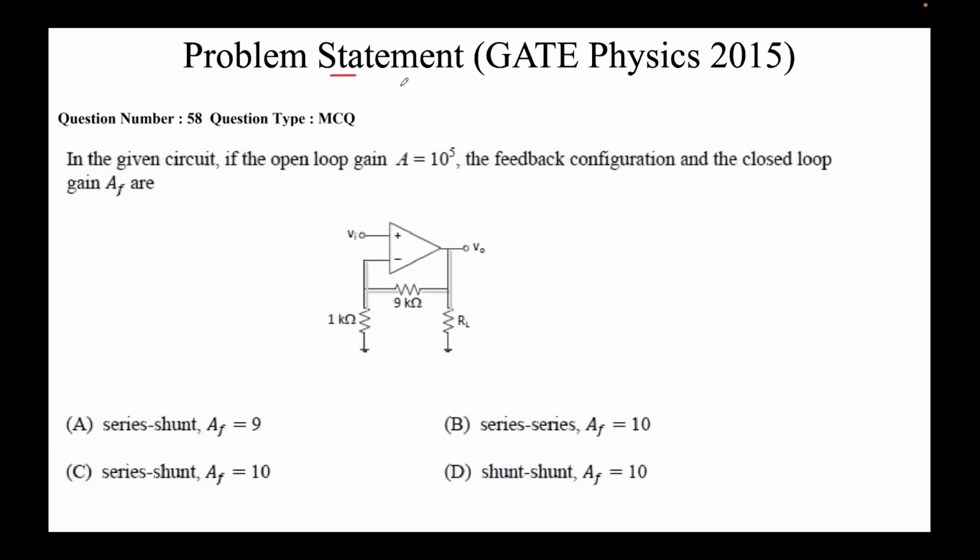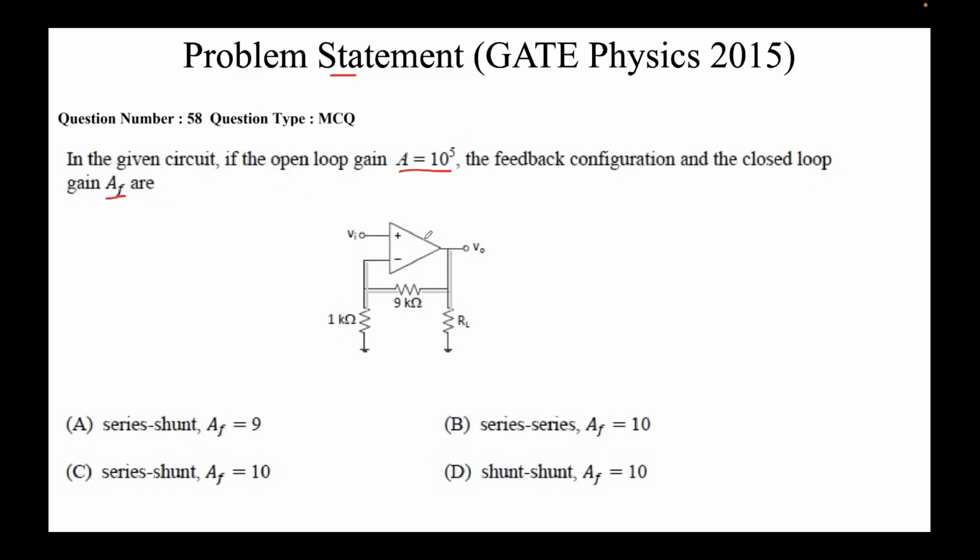The problem statement from GATE Physics 2015 paper reads as follows. In the given circuit, if the open loop gain A equal to 10 to the power 5, the feedback configuration and the closed loop gain AF are.